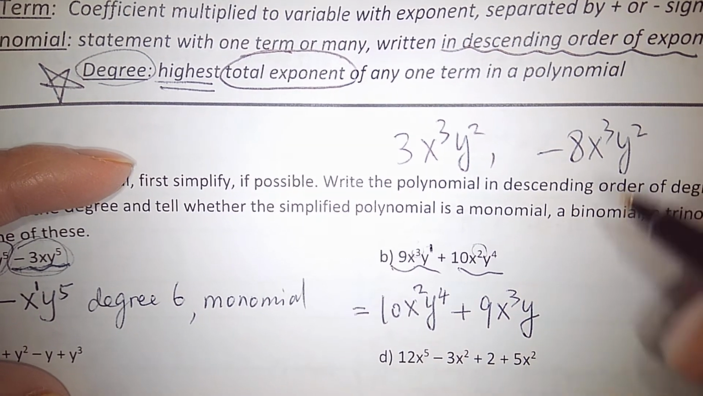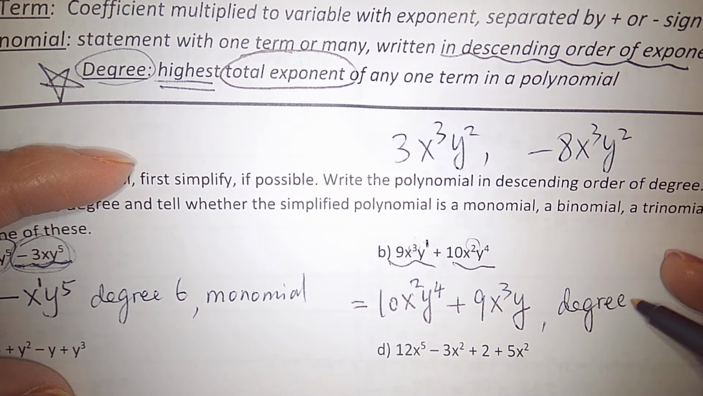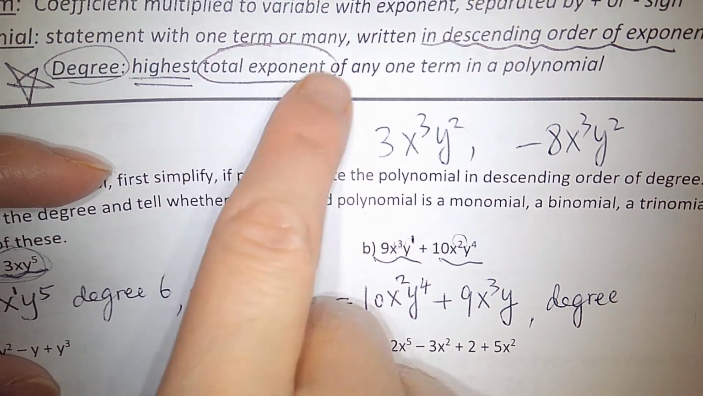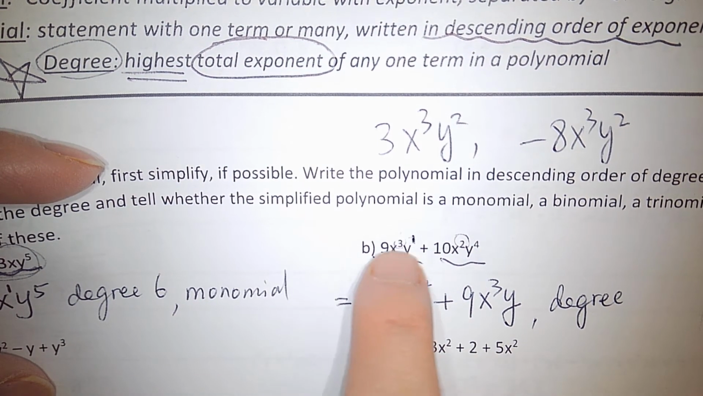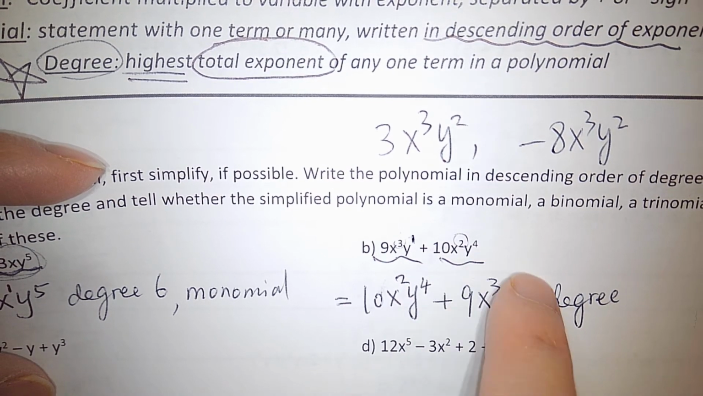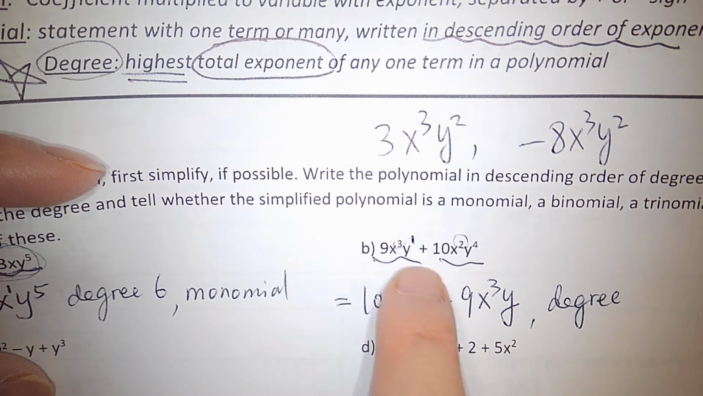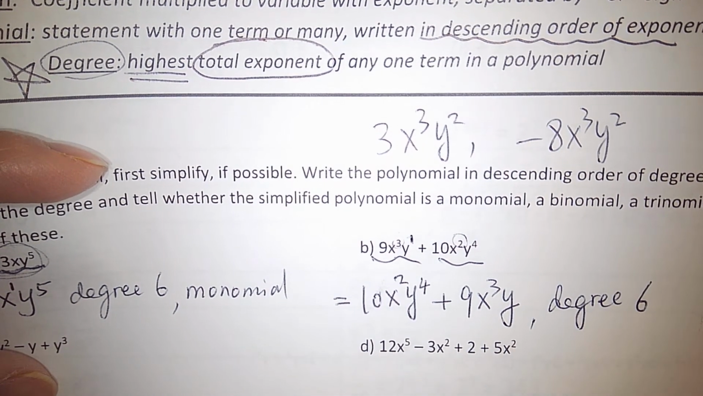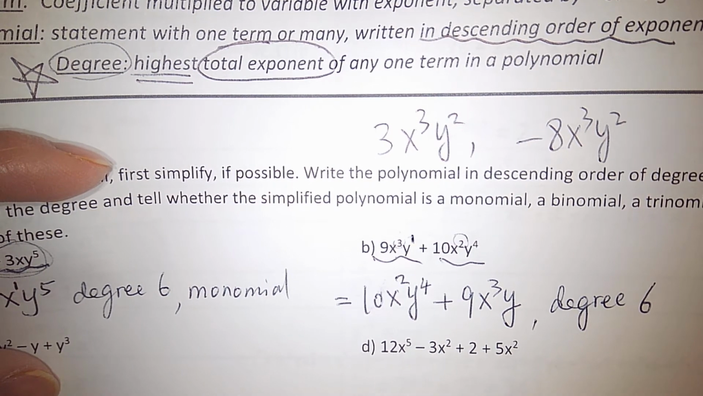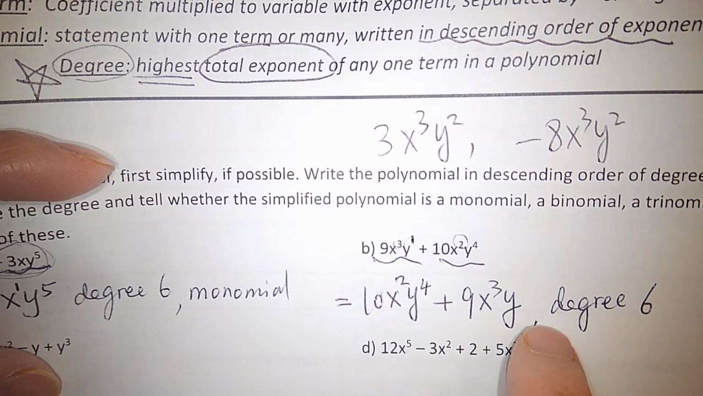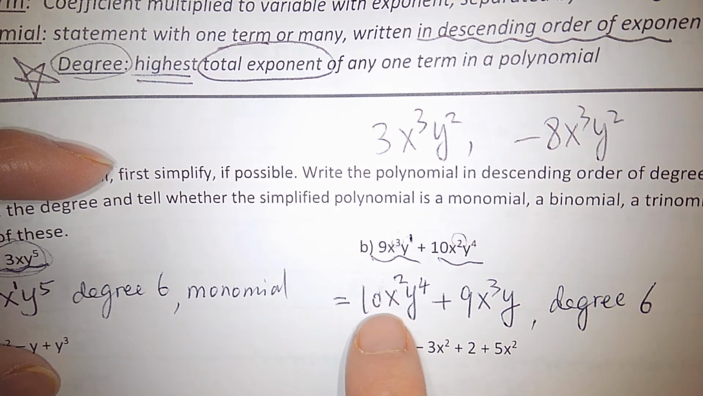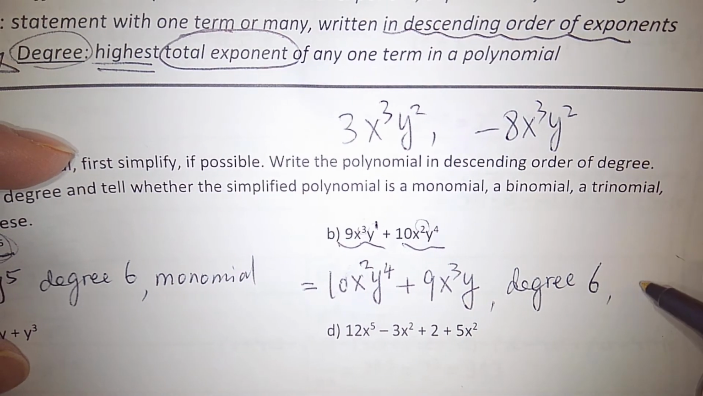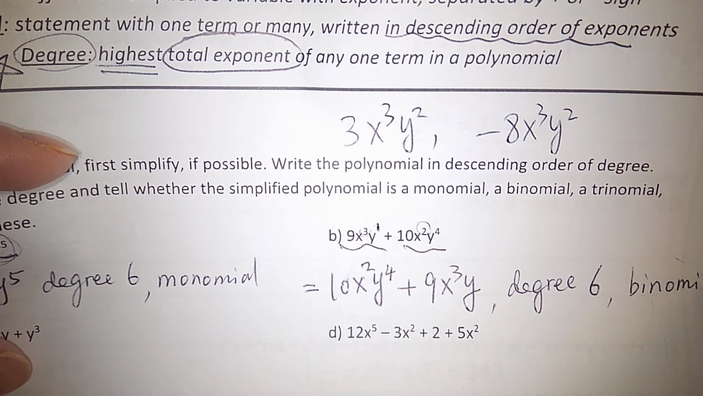What is the degree for the entire polynomial? It's the highest exponent. This term has degree 6. This term has degree 4. Which one has the higher degree? This one. What is the degree of it? 6. So for the entire polynomial, we only count the highest degree from a term, which is 6. Is this polynomial a monomial, binomial, trinomial? What do you think? Binomial.